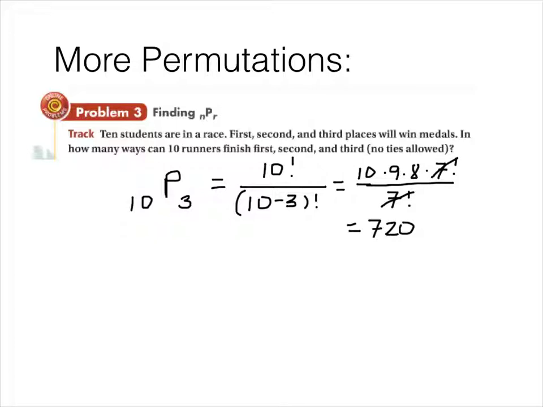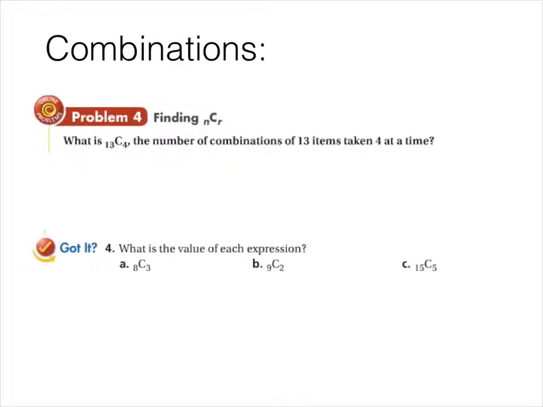Because would you make 720 different combinations of trophies? Okay, let's try combinations. All right. So again, formula. Let me go ahead and write the formula down for you. Okay, let me go ahead and look at it myself.